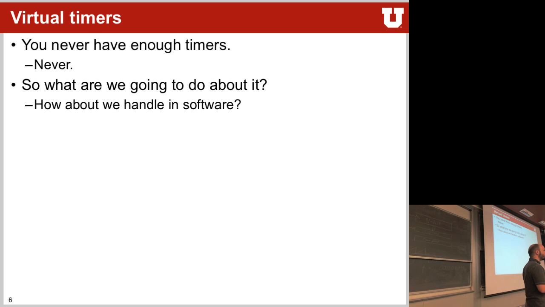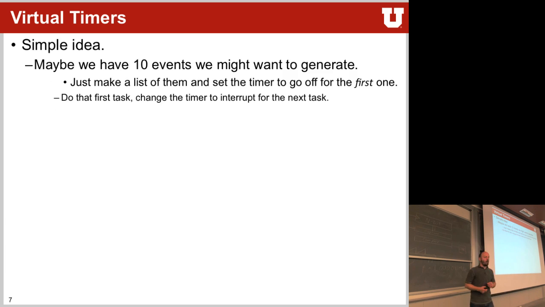So that's exactly what virtual timers are. Virtual timers are a software implementation of your compare registers that needs only one compare register to have a potentially infinite amount of schedulable events. So how do they work? The simple idea is, let's say we have 10 events that we want to generate. So we make a linked list of these events. Every element in the linked list is ordered by time of occurrence, and every event has a function handler that should be called at a certain particular time, right?